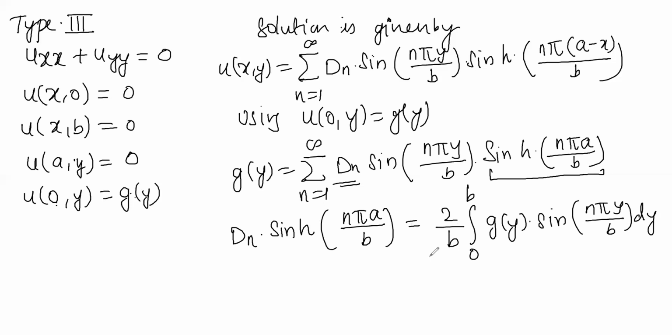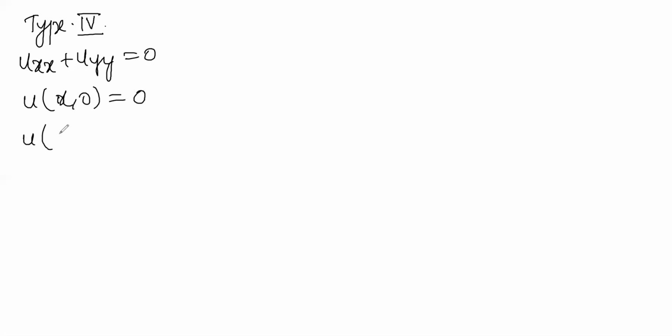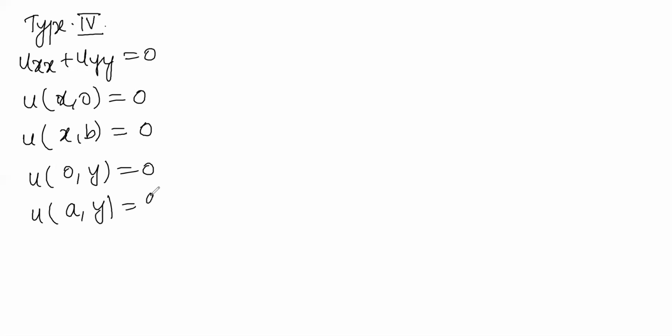And on the same lines, I can even finish the proof for this type 4. So let me complete type 4. Now let us solve this one. It will be the same: uxx plus uyy equal to 0. Let me impose the conditions. u of x comma 0 will be equal to 0, u of x comma b will be 0, u of 0 comma y will be 0, and u of a comma y will now be g of y.